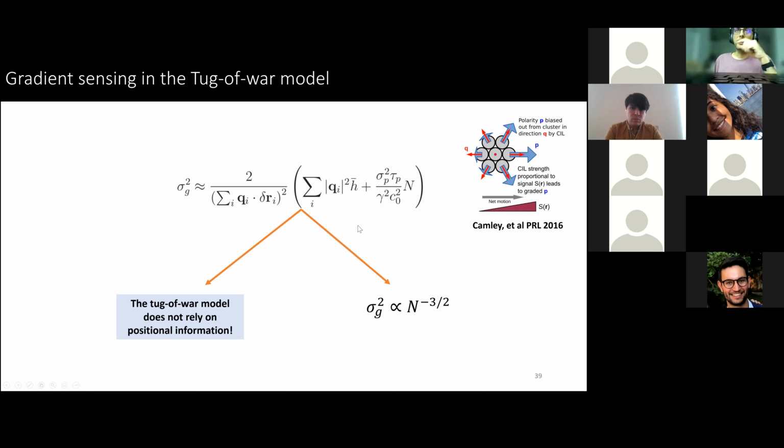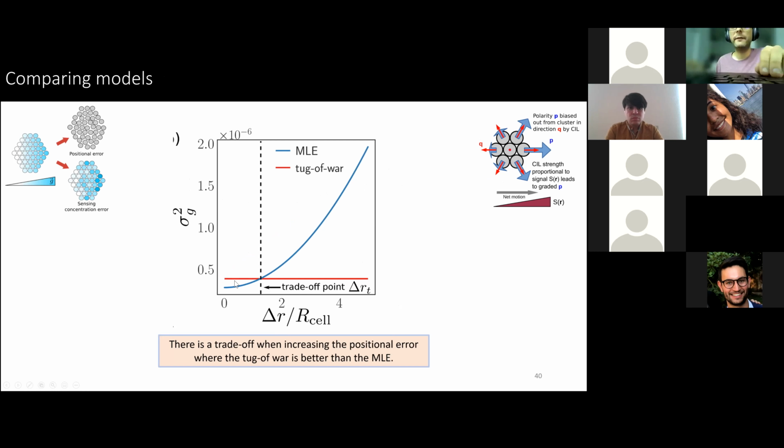So now we can compare both models. The first thing we can compare here is that in the case where there is no position uncertainty, the maximum likelihood model is going to perform better estimation than the tug-of-war model, because the maximum likelihood model uses more cells to make the estimation. But as the tug-of-war model does not depend on position information, when we start increasing the position uncertainties, there will be a trade-off value beyond which the maximum likelihood estimator is going to perform worse estimation than the tug-of-war.